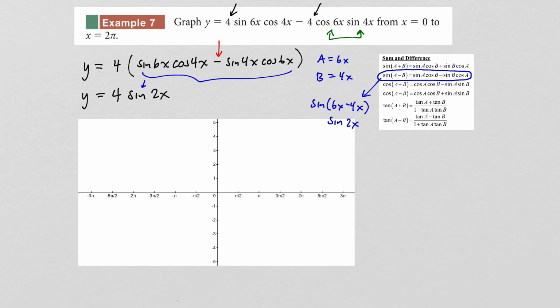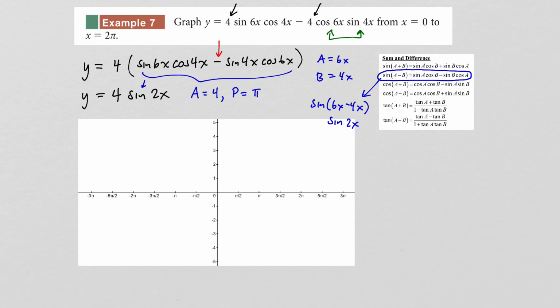So now it's not so difficult a problem. They are asking us to graph this function. Well, this is a sine function where the amplitude is equal to 4 and the period is equal to pi, right? Because the period is 2 pi divided by 2, right? There is no phase shift. There is no vertical translation. So we are just graphing this sine function.